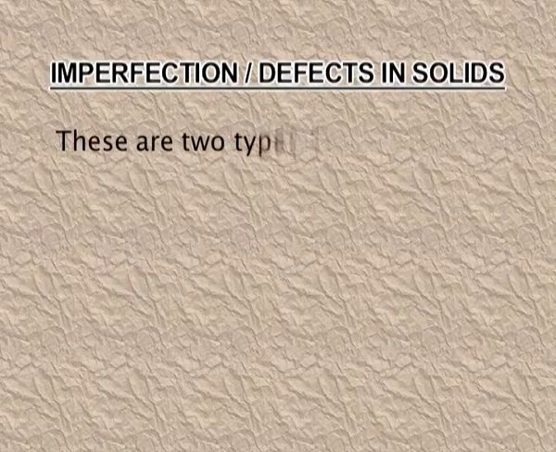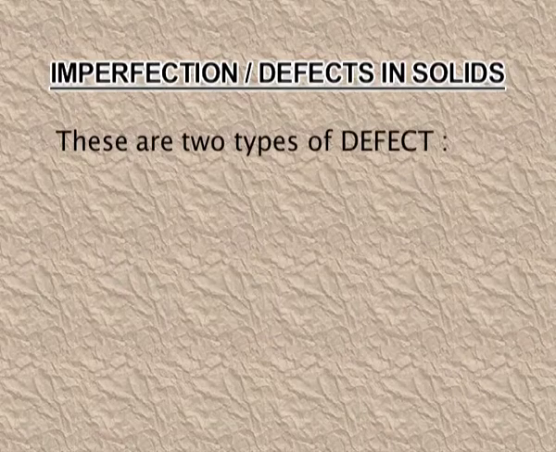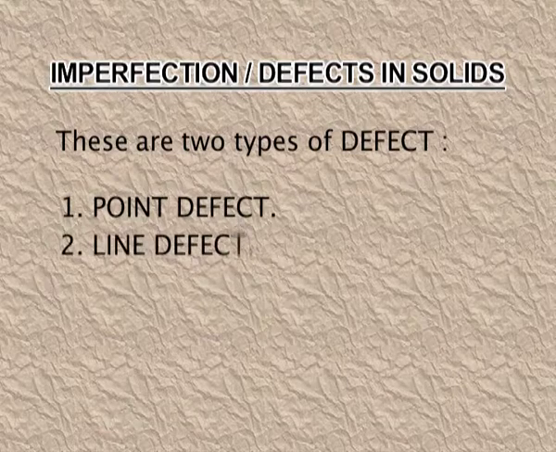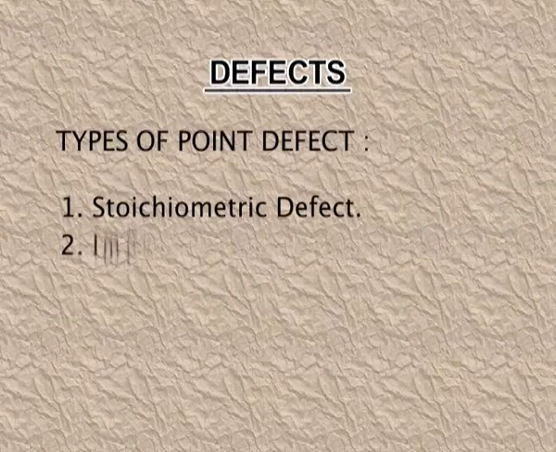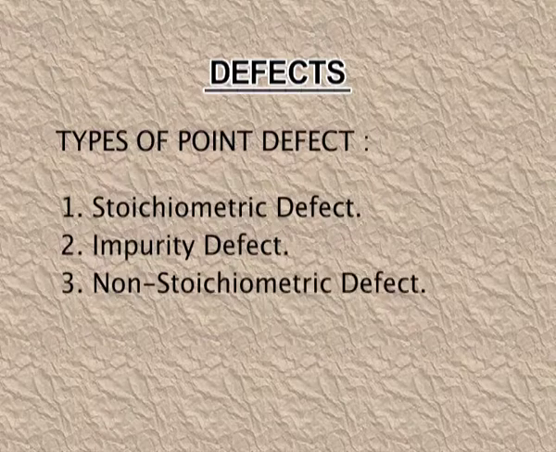The imperfections or the defects in the solids are classified as the point defect and the line defect. Point defect: when the irregularity is around an atom or a molecule, then that is known as a point defect. But when this defect or the irregularity in the arrangement of the constituent particles generates along a row, then that is known as a line defect. We will study in detail about the point defect. The point defects are further classified as the stoichiometric defect, the impurity defect and non-stoichiometric defect.